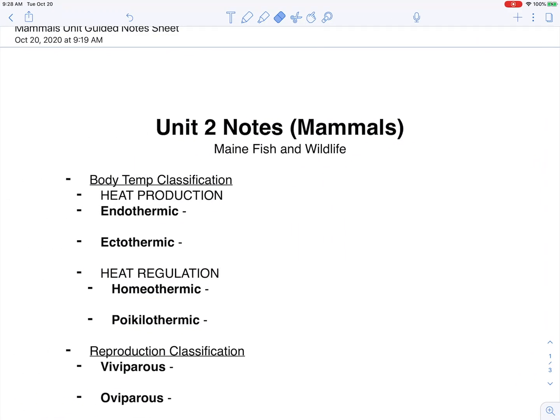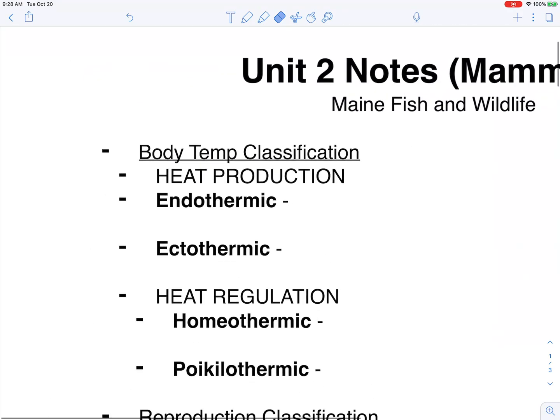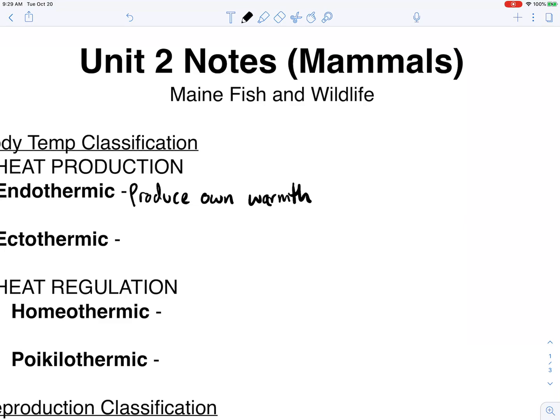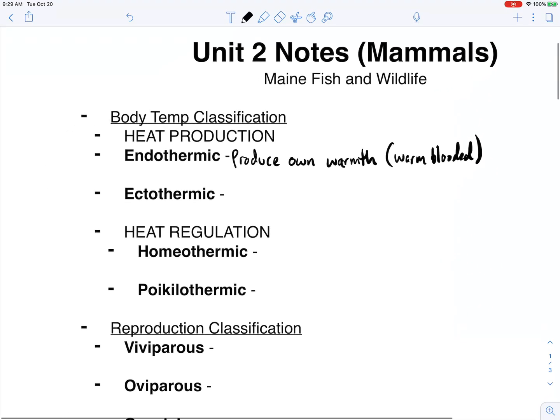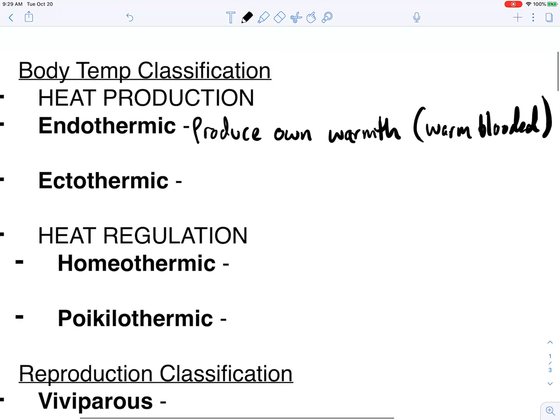So if we go back to our note sheet, heat production. If you're an endotherm, think about that word, endo meaning from within, thermic meaning heat, so that means heat within. So endotherms are going to produce their own warmth. That is often referred to, in layman's terms, as warm-blooded. And you know how fancy I am. I often cringe when I hear people talk about warm-blooded animals. I'm like, it's not warm-blooded, it's endothermic, okay? That's the fancy scientific word for being warm-blooded, producing your own body warmth. You are an endotherm, heat from within.